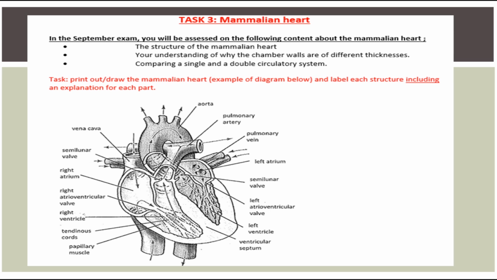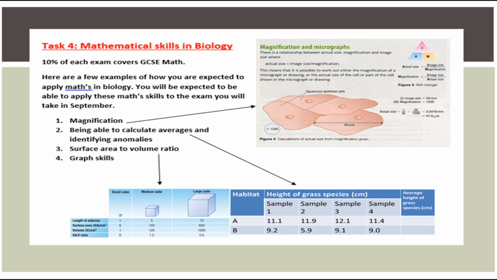Task 4, mathematical skills in biology. 10% of your exams in Year 12 and Year 13 will include GCSE maths. So it is really essential that you are able to answer these maths skills, because they are easy marks to achieve in an exam, if you're able to use that skill. Some examples are here. Magnification.